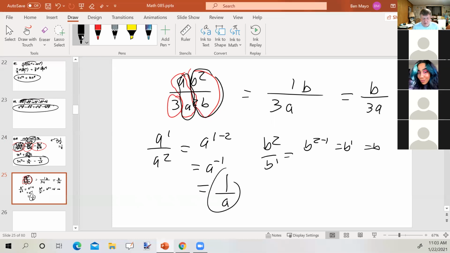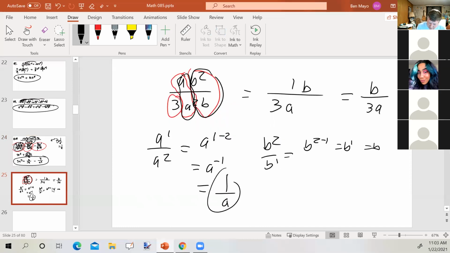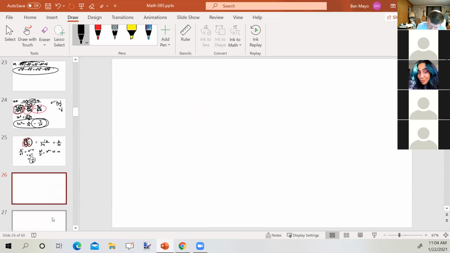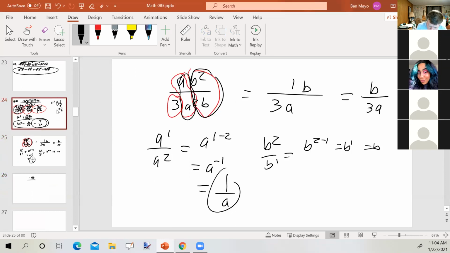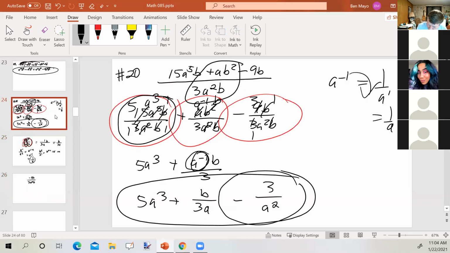Yeah, the first two monomials made sense, but the last one is what I had trouble with. I did it right, but I didn't put a squared under the 3, and that's where I got confused. I just left it as a whole number. So this one here, which was negative 9b over 3a squared b. That's the one? Yeah.